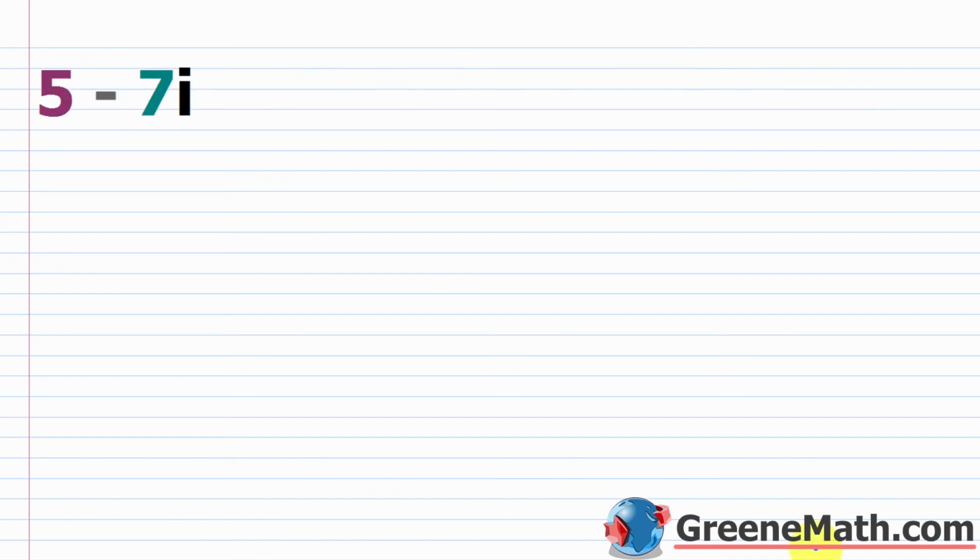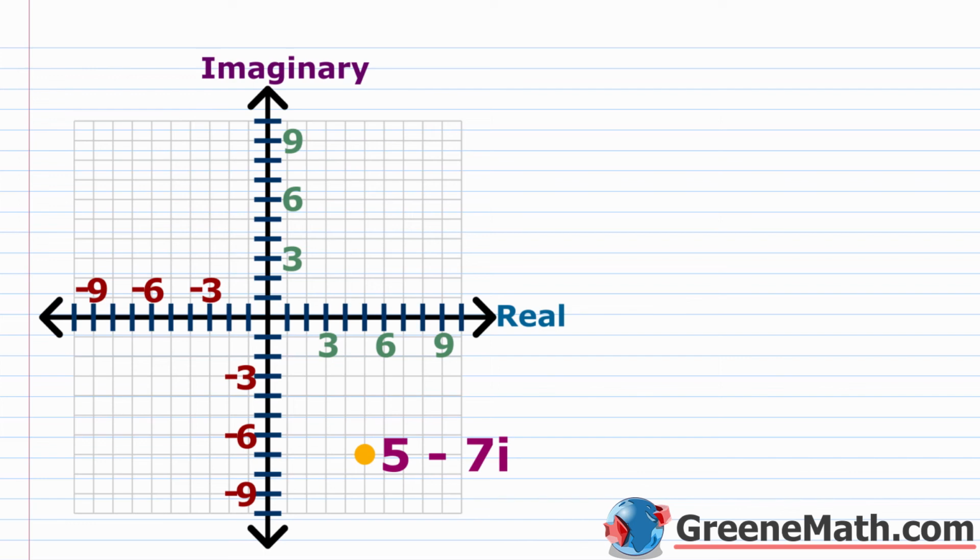All right, so the last thing I want to do is review a few things about the complex plane. So let's say we wanted to graph something like 5 minus 7i. What we do is set up a little complex plane. So instead of having x and y, we now have the imaginary, which is vertical, and the real, which is horizontal.